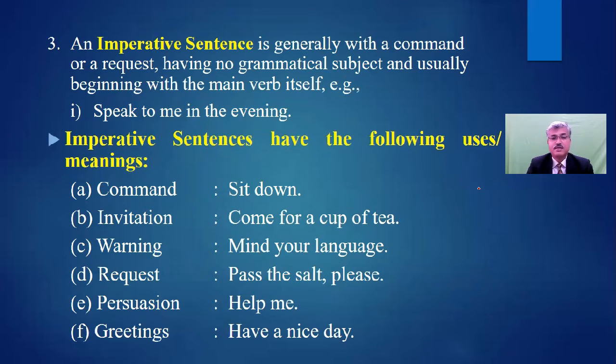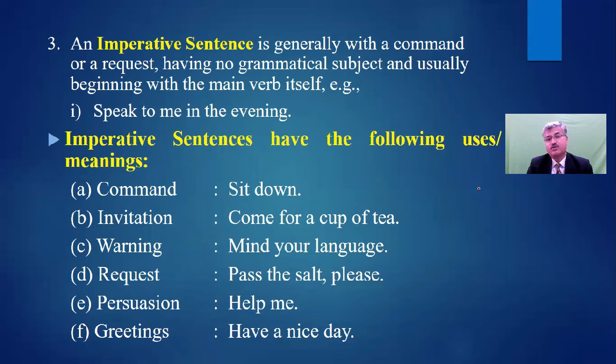The third type of simple sentence is an imperative sentence. An imperative sentence is generally with a command or a request, having no grammatical subject and usually beginning with the main verb itself. Dear learners, please remember, there is no subject and usually it begins with the main verb itself. For example, speak to me in the evening. Speak. Here there is no subject and the sentence begins with the main verb speak.